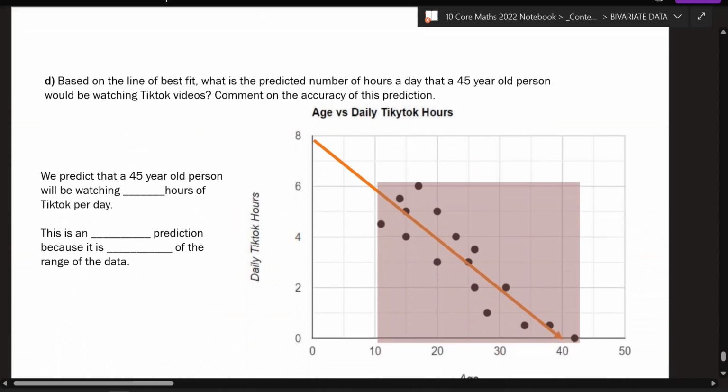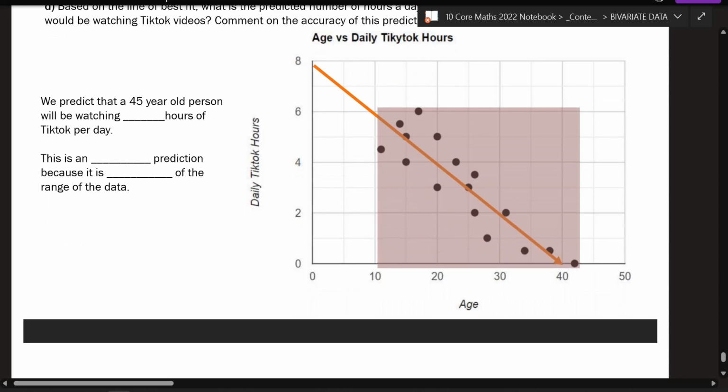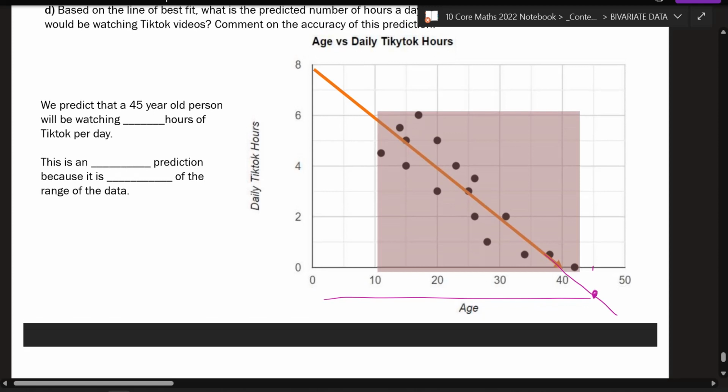Next one. Okay. Based on the line of best fit, what is the predicted number of hours a day a 45-year-old person will be watching TikTok videos? Comment on this accuracy. Now, where is 45 here in years? Over here. All right, let me just graph it. 45 is over here. If you use the line of best fit, technically, if you extend it a little bit, it would be negative. Negative what though? I would say probably -1. Okay, let's just make a prediction. So if they're a 45-year-old person, they would be watching -1 hours. Obviously, that doesn't make sense because you can't have -1 hours, but that's based on the prediction.